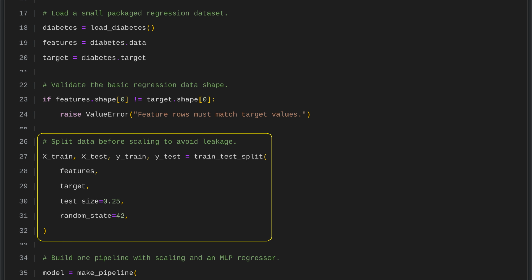First, the dataset is split into training and testing sets using Scikit-Learn's train-test-split function. 25% of the data is kept for testing, so the model can be evaluated on data it has not seen before. A random state of 42 makes the split reproducible. Splitting before scaling also helps prevent data leakage and avoids overly optimistic performance results.